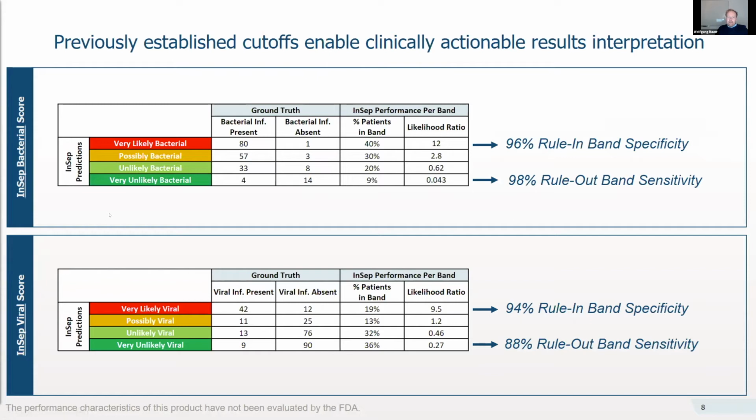To translate the Inflammatix scores into clinically actionable results, we transferred the test results into 4 different interpretation bands. We used previously established cutoffs and could achieve a high specificity to rule in an infection for bacterial infection, and an even higher sensitivity to rule out an infection, which means by getting a high test result, we won't miss an infection, and we can be pretty sure to avoid antibiotics in patients with a low test result. And as you see, nearly the same results for viral infection.